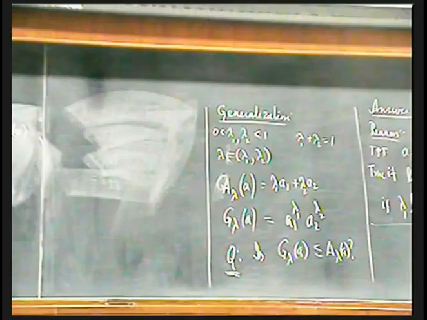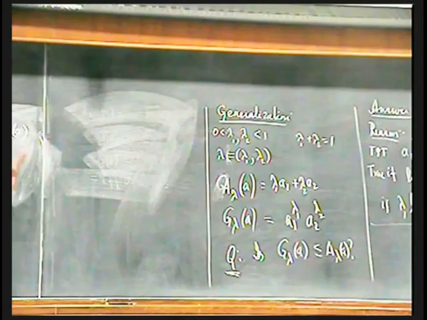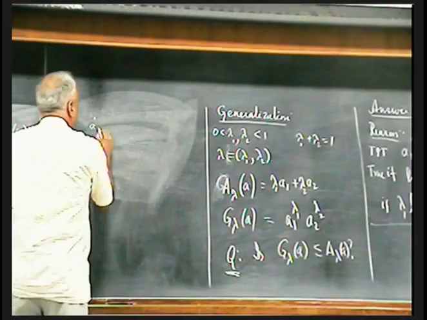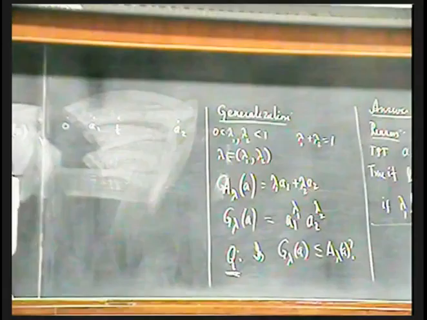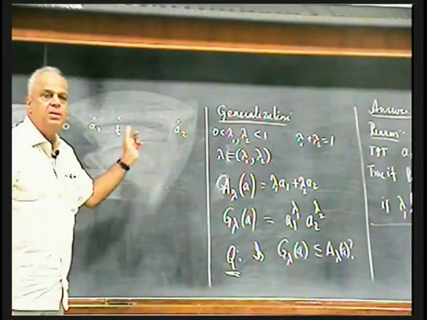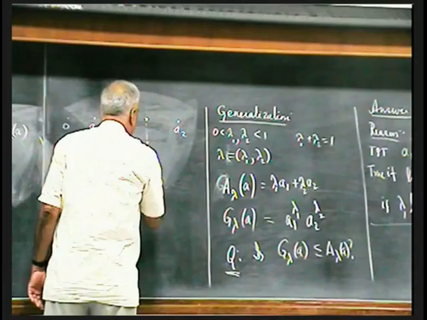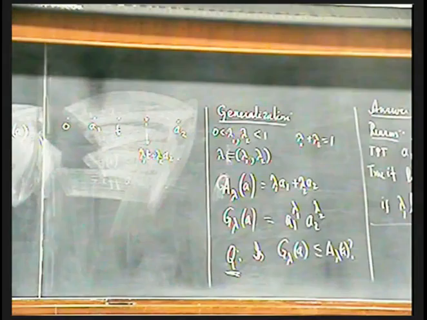Without loss of generality, you assume a1 is smaller than a2, because it is symmetric in a1 and a2. You call the smaller one a1 and the bigger one a2. So here is 0, here is a1 and a2 is there. Now pick a point t somewhere in between. Now if we take any point between t and a2, it can be written as a convex combination of t and a2. Let's take that point, lambda 1 t plus lambda 2 a2, it will be a point in between the two. That's the thing that we are going to use.